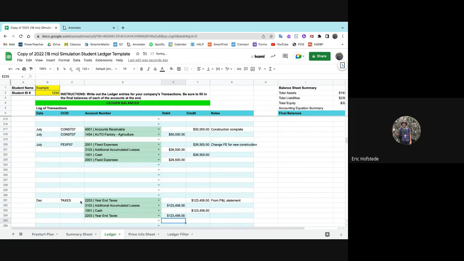And voila, taxes at the end of December, or technically start of January if you entered it there. That'd probably be even better. Let's call this January. Before we do anything else, our fixed expenses in January, we would do our taxes. If this is just a 12-month simulation, you could go ahead and call that December.